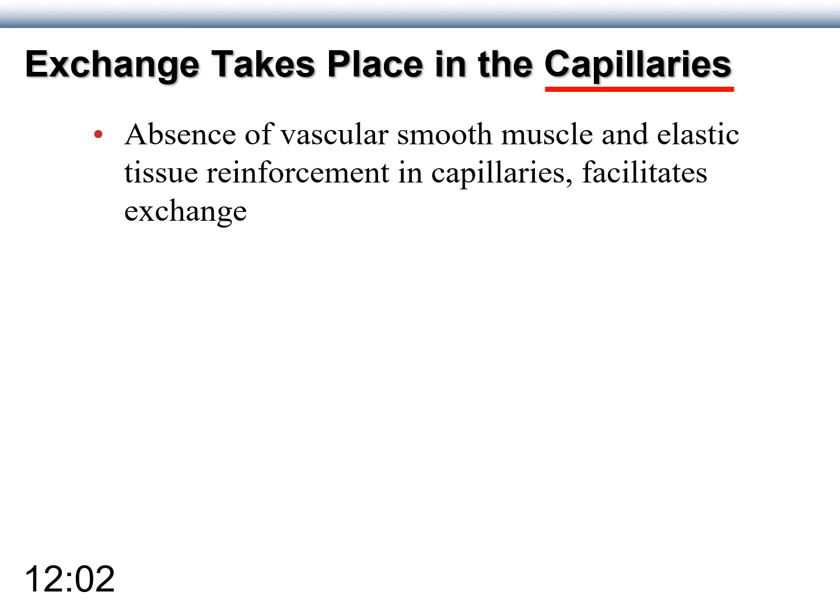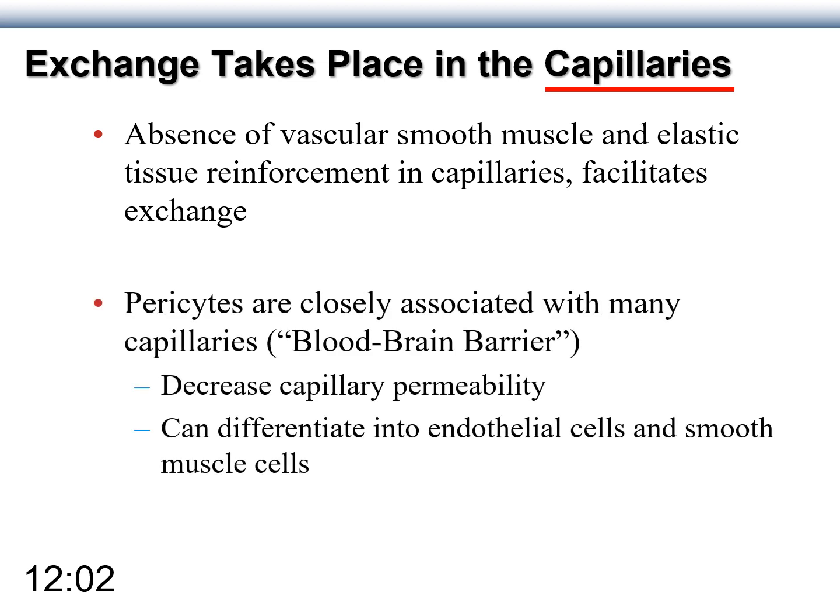They don't have vascular smooth muscle. They don't have elastic tissue. They are very, very thin, which means that they can allow, and are designed to allow, exchange, both transcellular as well as paracellular. Now that brings up a good point.